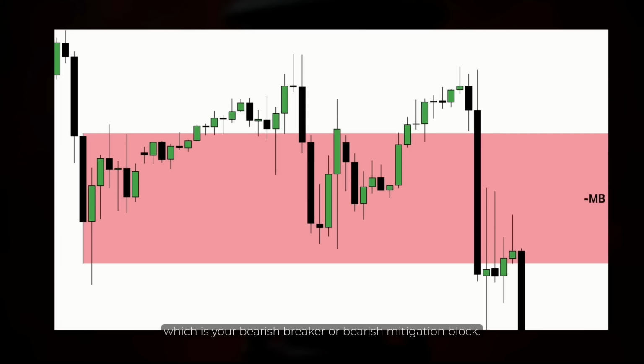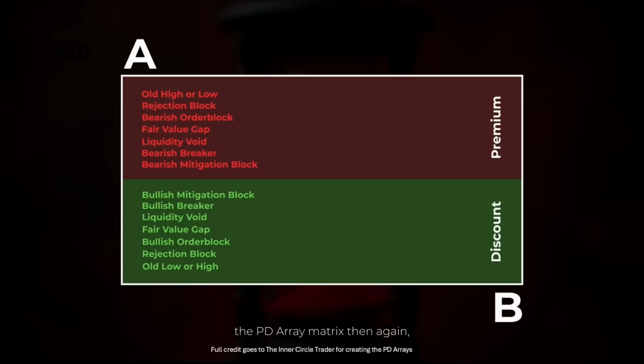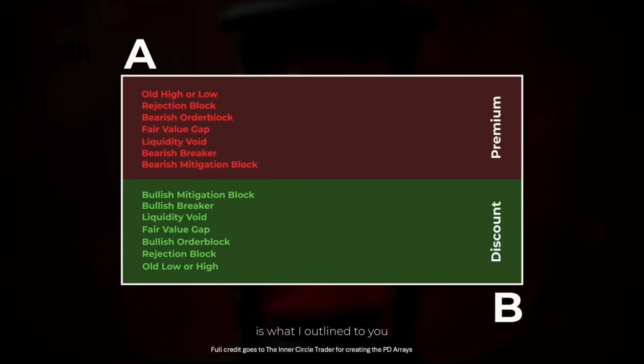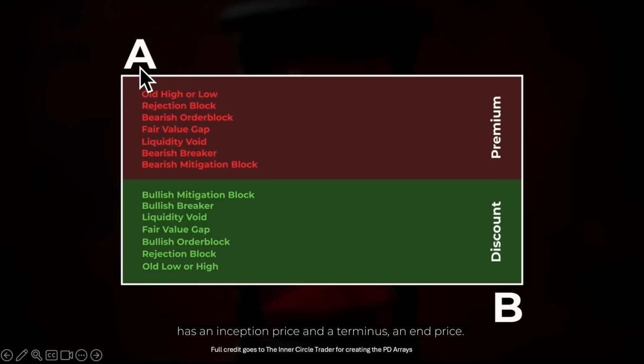When we pay attention to the schematic of the PD array matrix then again, what you can see is that I've added the letters A on the top left and B on the bottom right. What these letters basically showcase to you is what I outlined throughout the price cycles lecture, in which I outlined that every single price swing has an inception price and a terminus, an end price. Our job is to align ourselves with the delivery which is taking place between point A to point B.